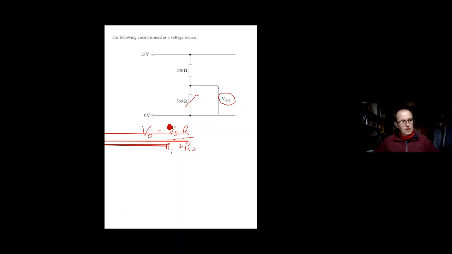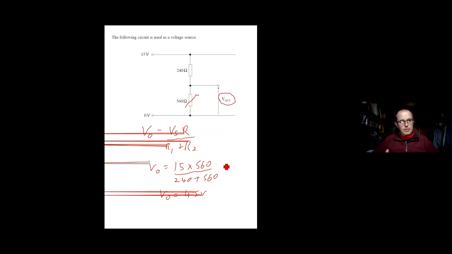So what we have here would be the output voltage, and that would be equal to, in this case, the supply voltage I've got is 15, multiplied by the 560, and then that would be over the sum of the two, which is 240 plus the 560. If you're watching this back on the video, you could pause there, use your calculator, work it out. Practice, please. The answer for that would be 4.5 volts.